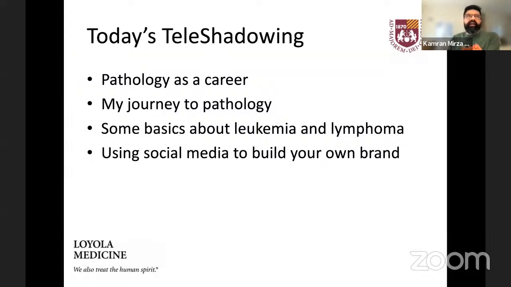So today I will be touching upon pathology as a career, my journey to pathology. I will be sharing with you some basic outlines and constructs of how to think about leukemia and lymphoma. I'm going to try and keep it basic, but I know that there are definitely some medical students in the audience as well. And I want to be able to share my passion for hematopoietic cells. So I'll show you some pictures and talk about bone marrow and lymph nodes, etc.